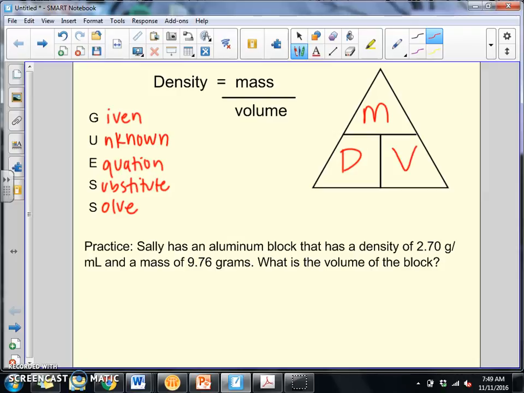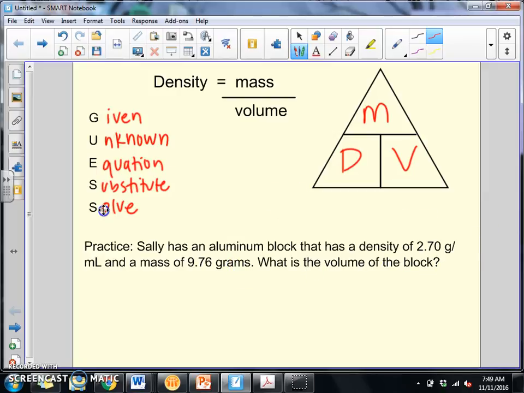Now, let's use our information, our GUESS method, and our formula to solve the practice problem below. It says Sally has an aluminum block that has a density of 2.70 grams per milliliter and a mass of 9.76 grams. What is the volume of the block?